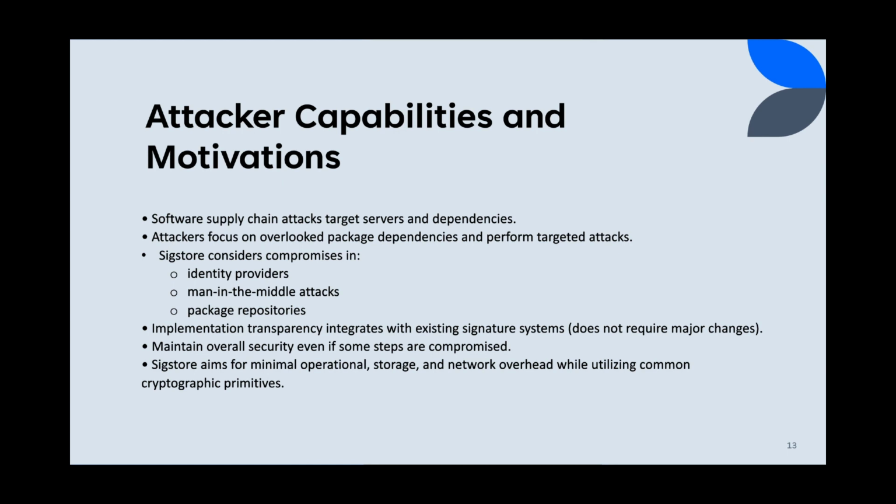Implementation transparency integrates with existing signature systems, which means it does not require major changes. It maintains overall security even if some steps are compromised, and Sigstore aims for minimal operational, storage, and network overhead while utilizing common cryptographic primitives.